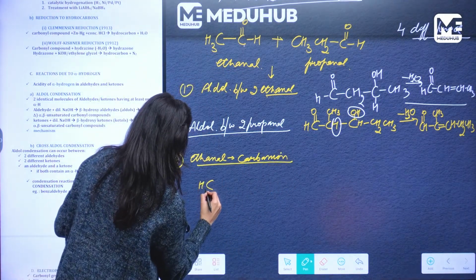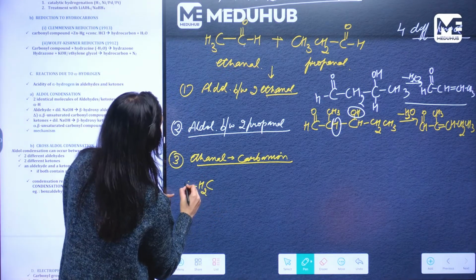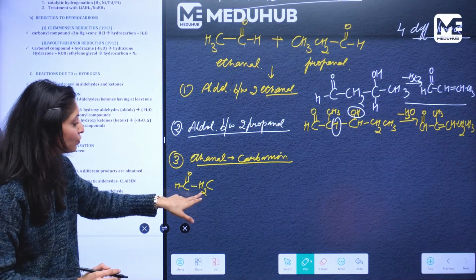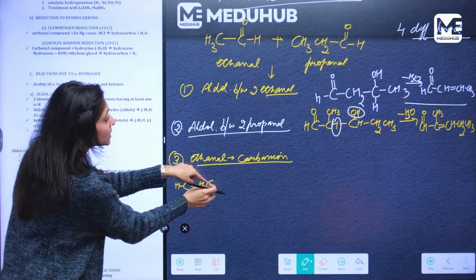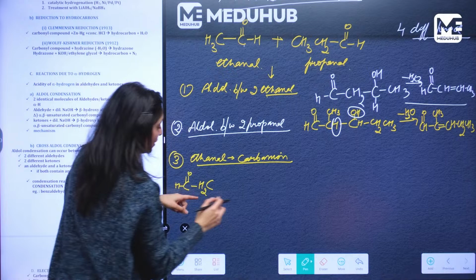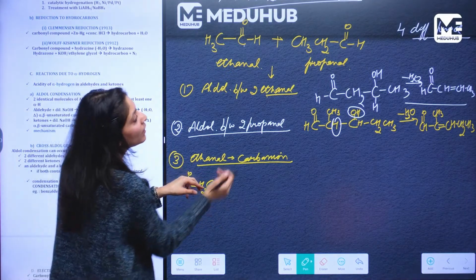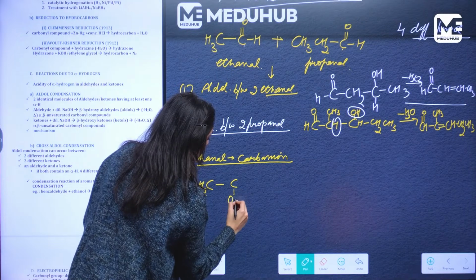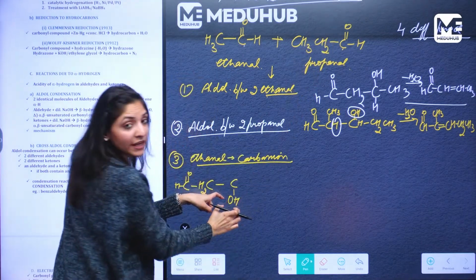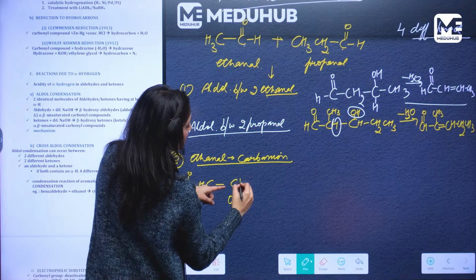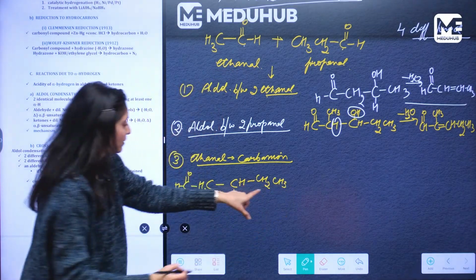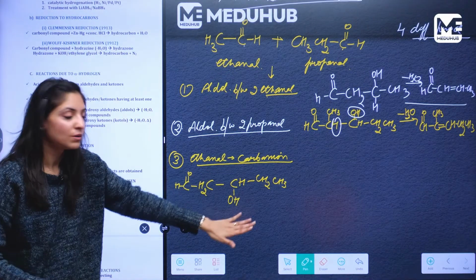This would be like this, attached to the carbonyl carbon. It formed a carbanion, CH2. I am not writing the negative charge because this will get attached to this carbonyl carbon. This carbanion now attacks the carbonyl carbon here. This O becomes OH now. And the rest is CH2, CH3. This is the product. This can lose a water molecule.